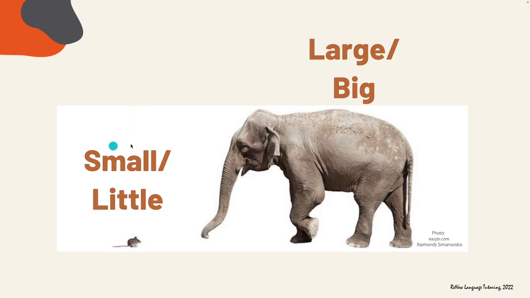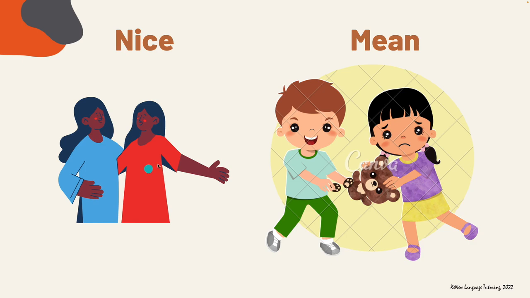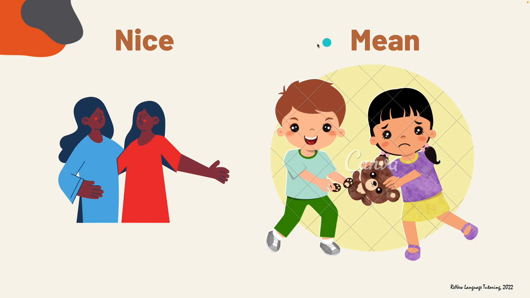Then we have small or little, which is the same, and large or big. So we have this small or little mouse and this large or big elephant. Nice and mean. Here we can see this boy is being mean because he's trying to take this bear. Nice, mean.